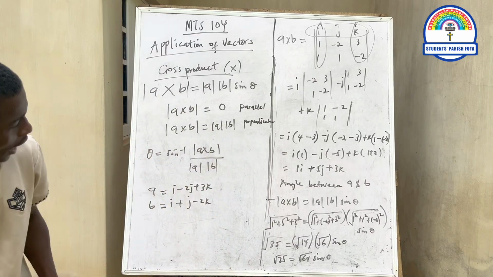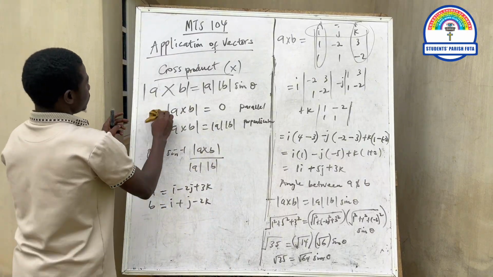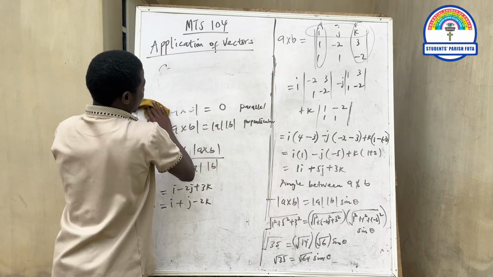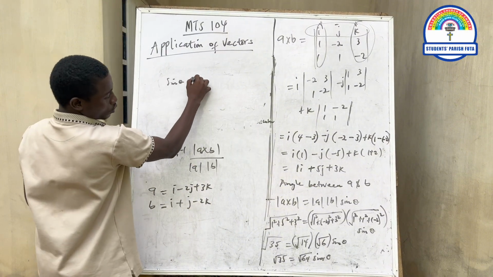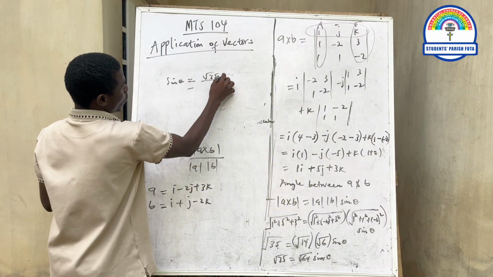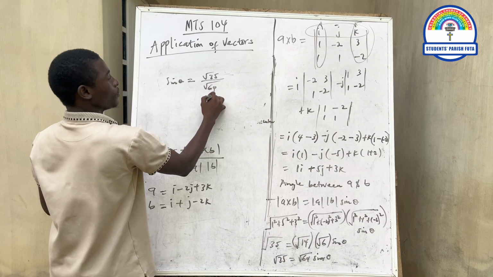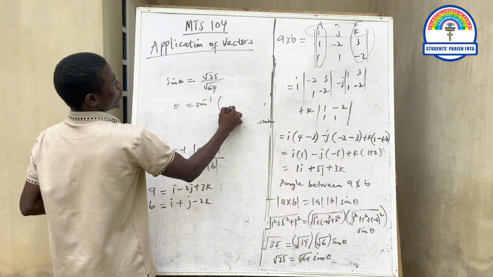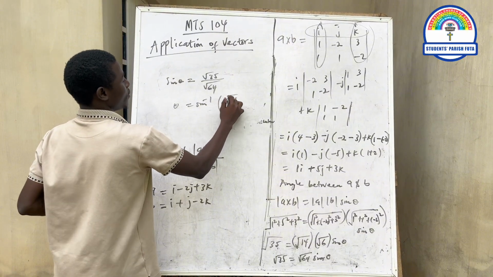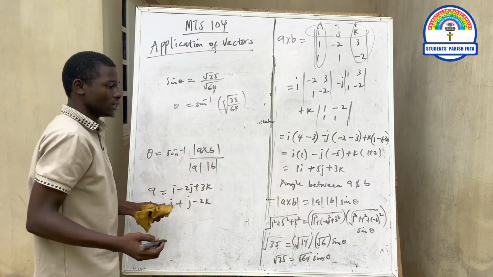So to get the angle between them, sine theta equals square root 35 over square root 64. When you get this, your theta will be arc sine of whatever you get, that is 35 over 64. Then you're good to go.